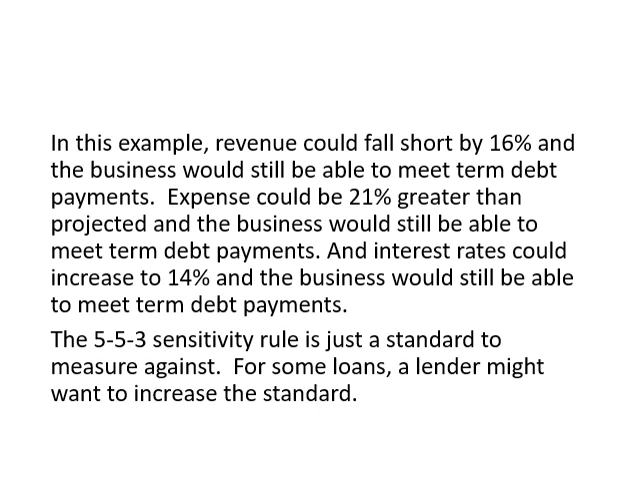In this example, we had revenue that could have a shortfall of 16%, and the business would still be able to meet its term debt. Expenses could be greater by 21%, and interest rates by 14%. The 553 sensitivity is just a standard to measure against. For some loans, the lender might want to increase the standard. In other words, you could also say, well, we want a 10-10-6, depending on what risk level you felt like you had within that particular loan.